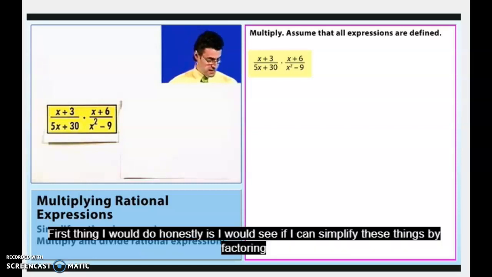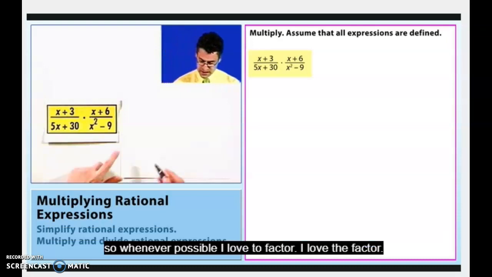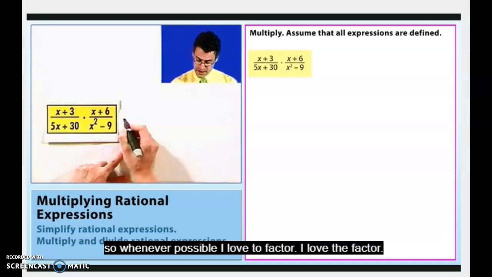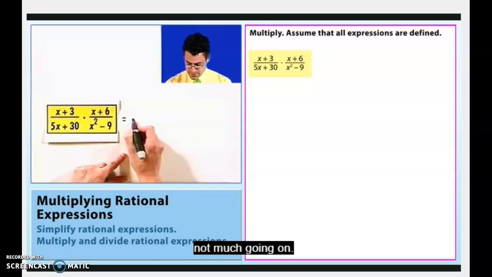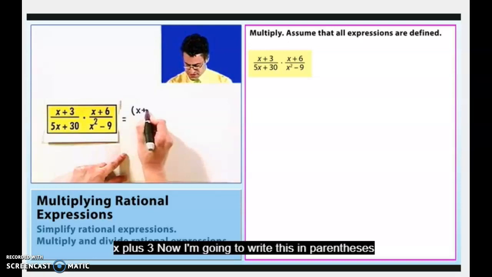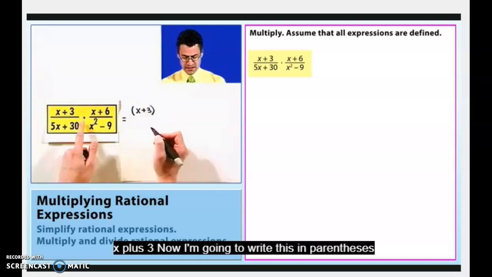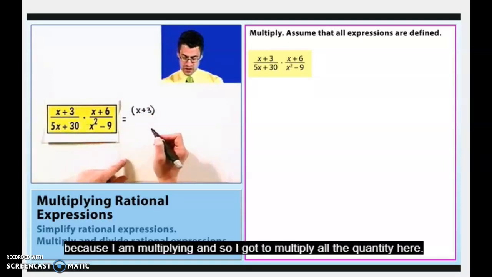First thing I would do, honestly, is see if I can simplify these things by factoring. So whenever possible, I love to factor. I love to factor. So in the numerator, I've got not much going on. x plus 3. Now I'm going to write this in parentheses because I'm multiplying, so I've got to multiply the whole quantity here.